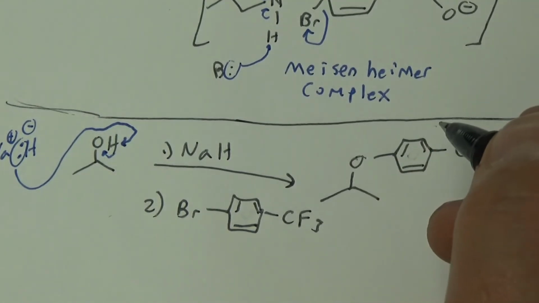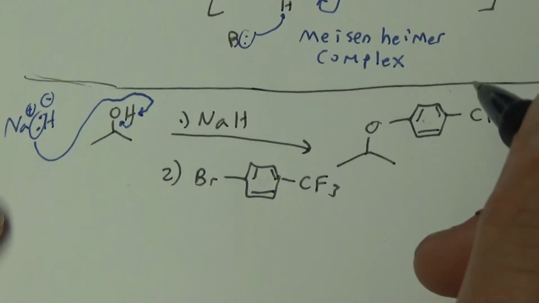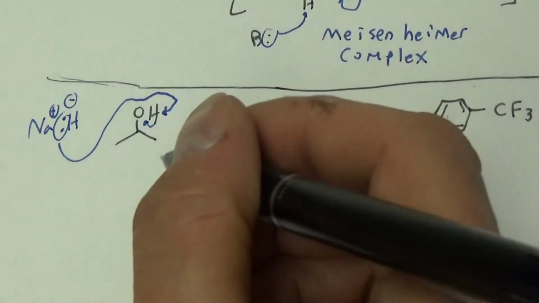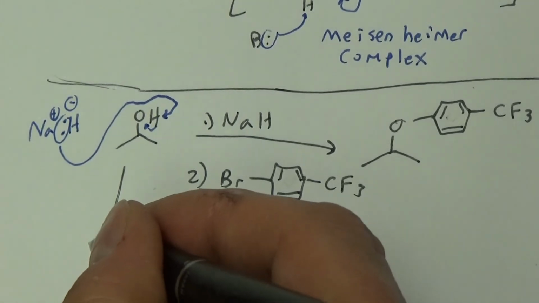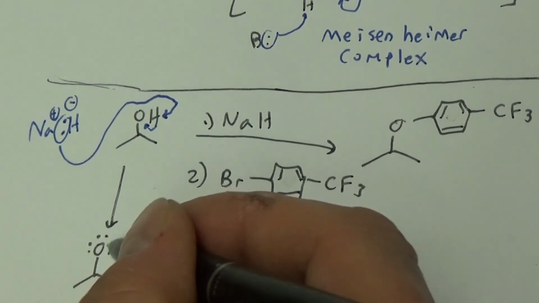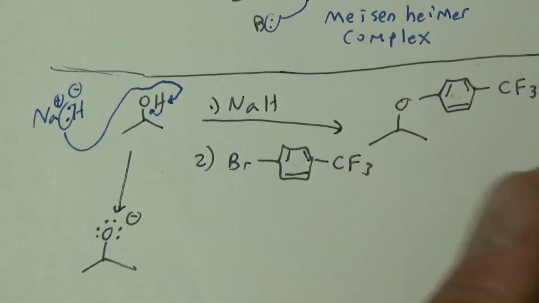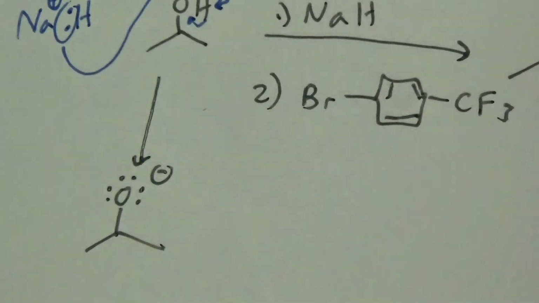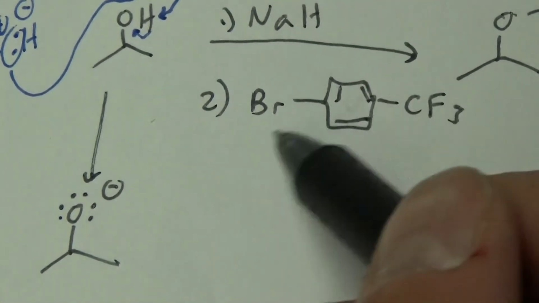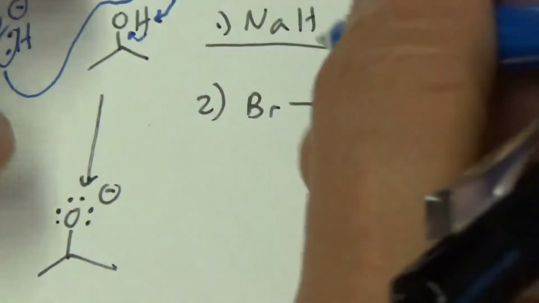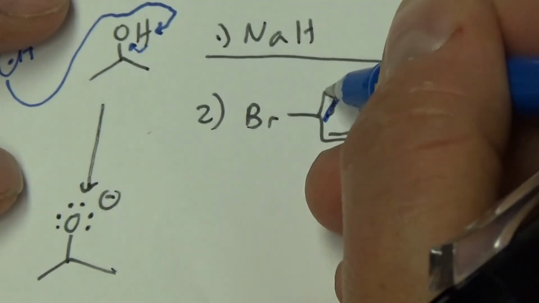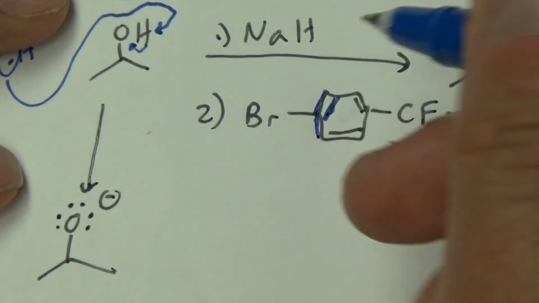Okay, alright, so now we have this thing with the O minus. And what do you think is going to happen? Well, just like before with the nitro, this thing will just attack. But the difference is we don't have a nitro. We have a CF3. I'm going to redraw this one more time, I'm sorry.